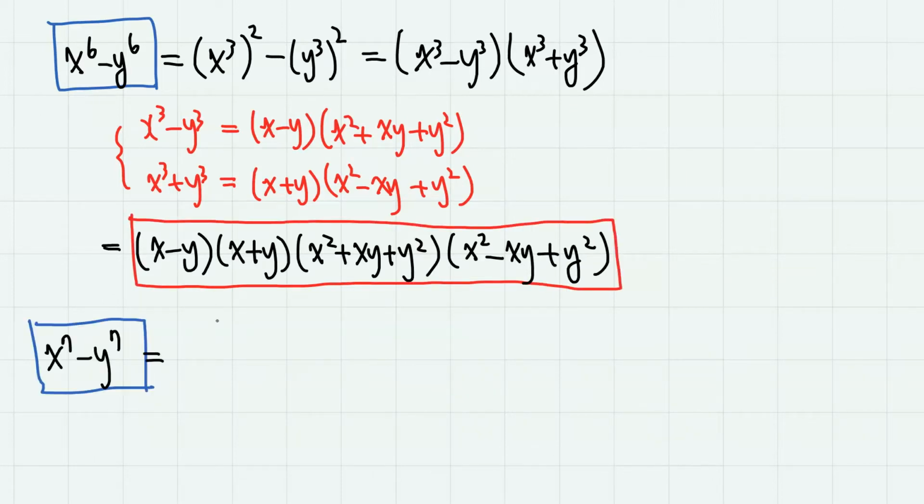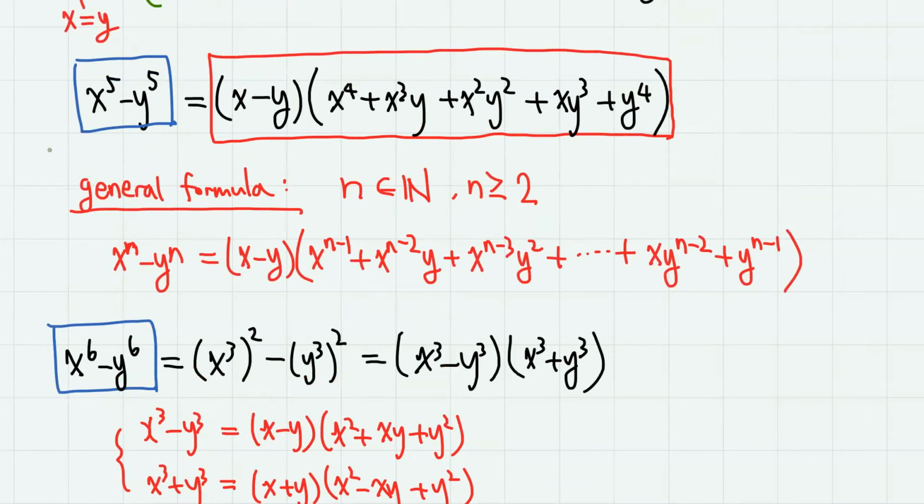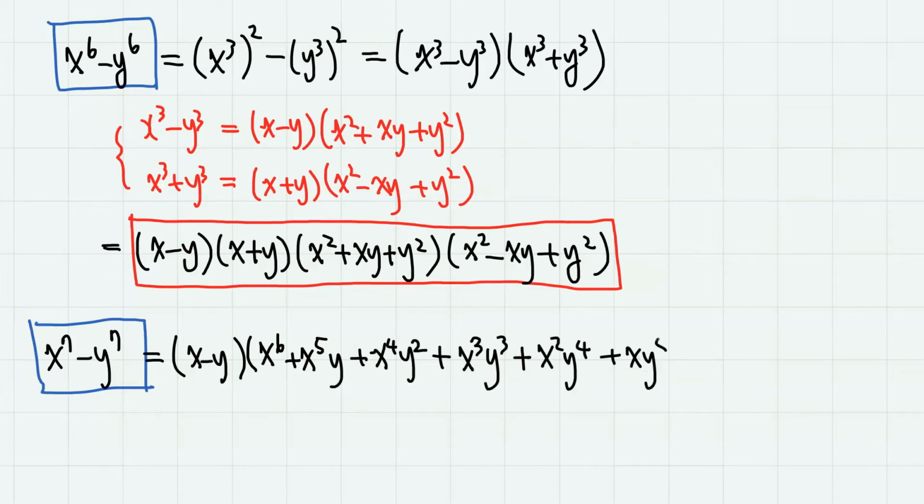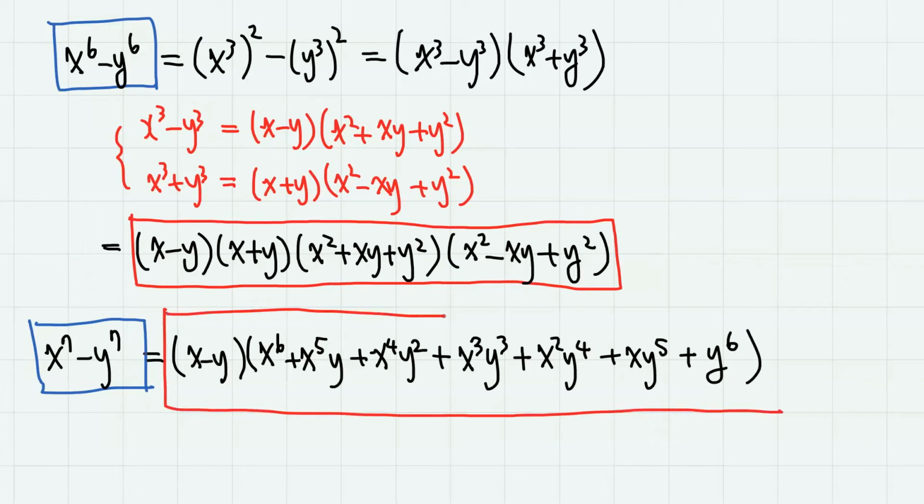Now to the power of 7. Here we are going to do the similar thing as in n equals 5 and use this formula for n equals 7. Then we obtain x minus y times x to the 6 plus x to the 5y plus x to the 4y square, and so on. So we have this.